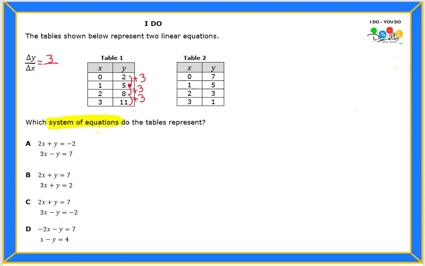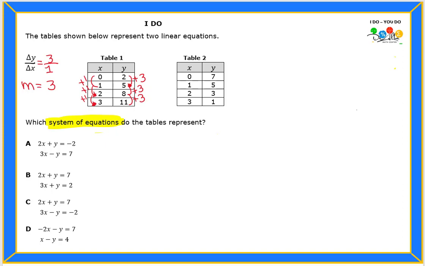What about for the x? Well, to go from a 0 to a 1, I need to add a 1. And from 1, I add a 1 to get to the 2. From the 2, I add a 1 to get to the 3. So I can see the change of the x is 1. Therefore, my rate of change is 3 over 1, which is the same as 3. Therefore, the slope for the first one is 3. Are we good on that so far?